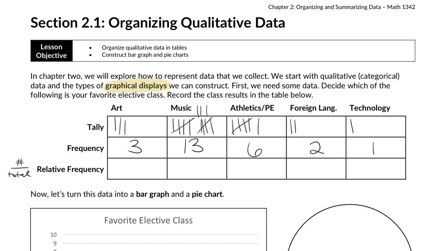Hey, welcome back. A question for you. Which of these 5 is your favorite elective? Athletics. Athletics. Let's adjust our numbers so that everybody's represented. So we'll change this to a 7.